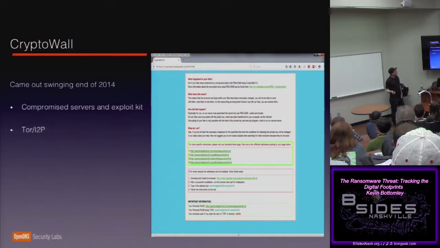They also started using Tor and I2P, which, if you don't know, is the Invisible Internet Project or something like that. It's basically another anonymous, hide-your-real-location service.